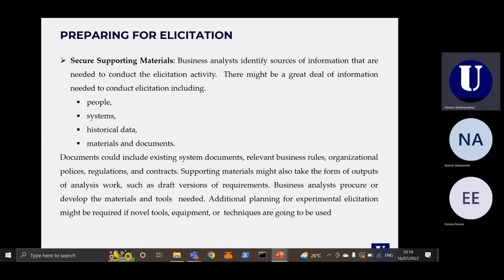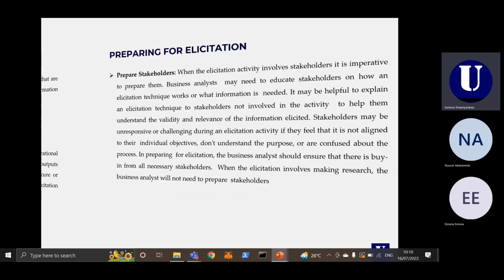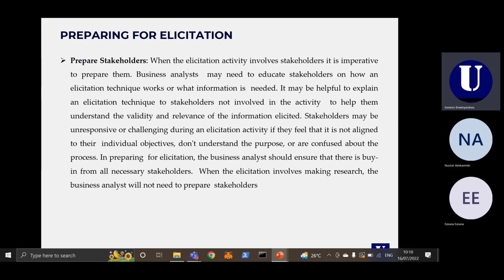Once you are able to do that, you secure supporting materials. As I mentioned, supporting materials could be historical data, policy documents, or systems. For instance, since we've done an e-learning portal for Zenith Bank Group and UBA Group, and I want to do it for Access Bank Group, you can get the documentation we used for the other clients as supporting materials to guide you on how to talk about the various business processes.